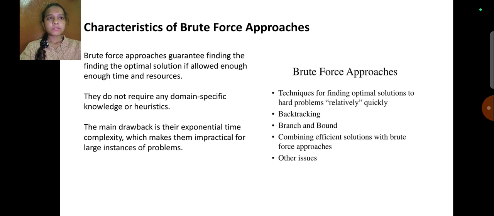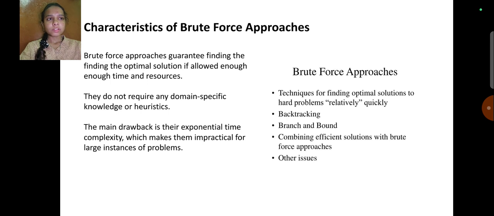And in brute force approaches, these are the steps we need to follow. Techniques for finding optimal solutions to hard problems relatively quickly. Backtracking, and third one is branch and bound, and fourth one is combining efficient solutions with brute force approaches. And next, at last, other issues. These are the steps we need to follow for the brute force approaches, and this is about the characteristics of brute force approaches.